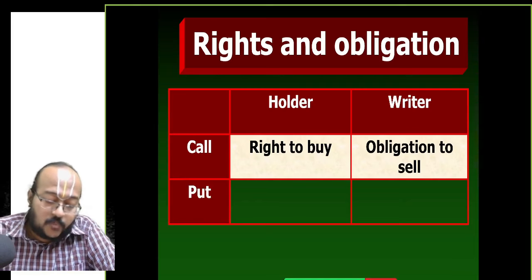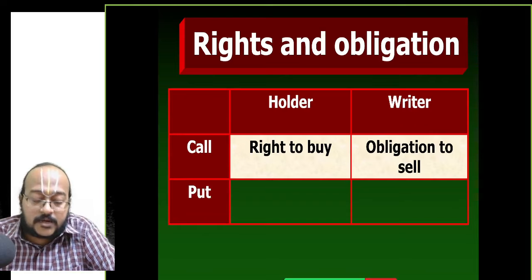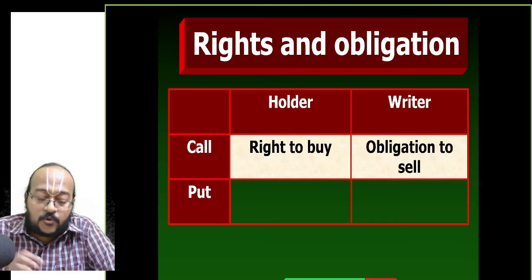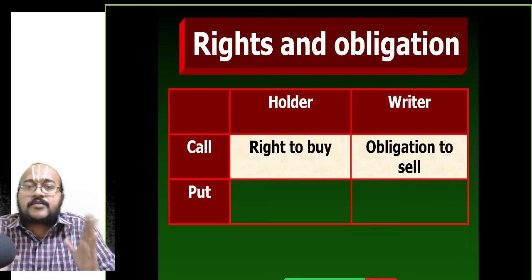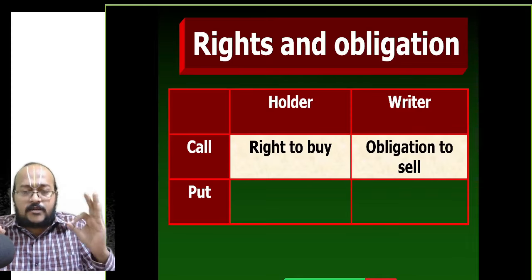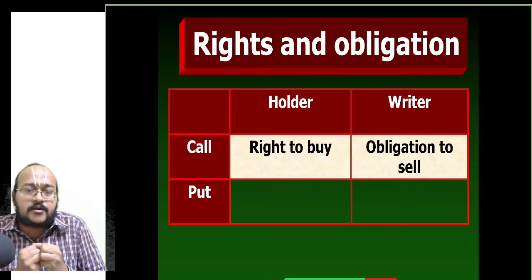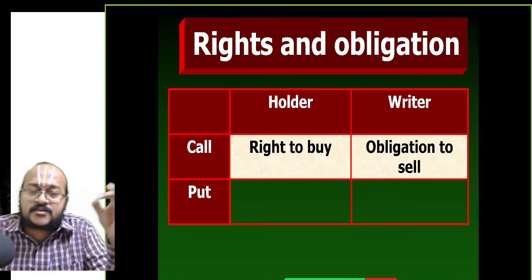Understood? Then come to put option. In a put option, what will the holder have? Right or obligation? Two things. Obligation to sell? Put option holder, you will have the right only. See, holder means right only. Option buyer means that if you buy the option, you are buying the right. Understood? Okay, this is confusing. Don't worry.